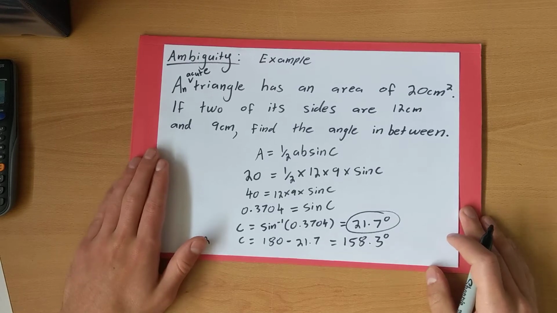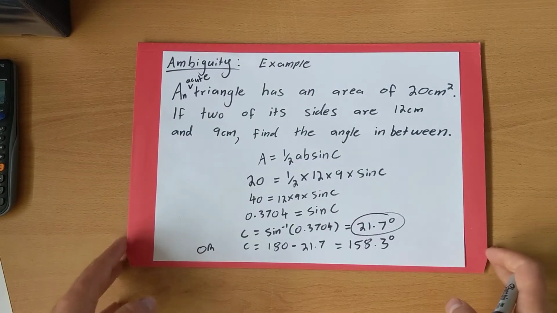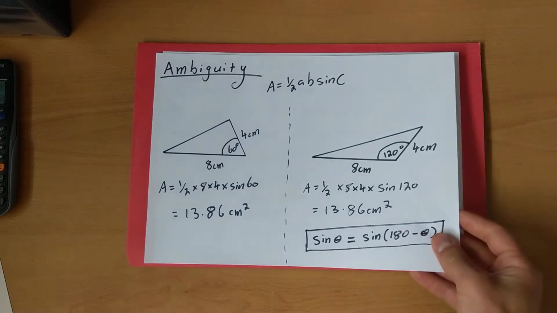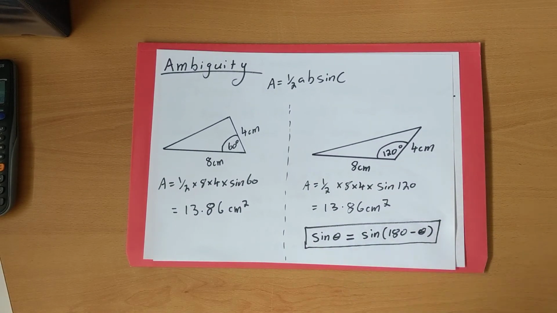So that's an important factor to bear in mind when doing these questions, remembering that triangles can be ambiguous and that sine of theta, this is the important result, that sine of theta equals sine of 180 minus theta.